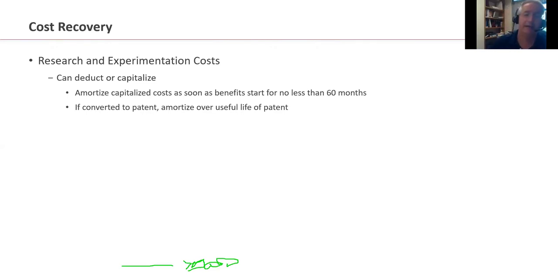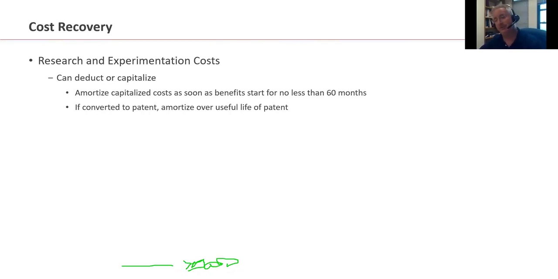Because we're in San Diego, let's talk about it from the perspective of someone in biotech who's developing a new drug. Developing a new drug can cost millions of dollars, and I have no idea whether that thing's going to work or not. In the accounting world, we call that R&D expense. And you should recall that under GAAP, you just expense R&D costs.